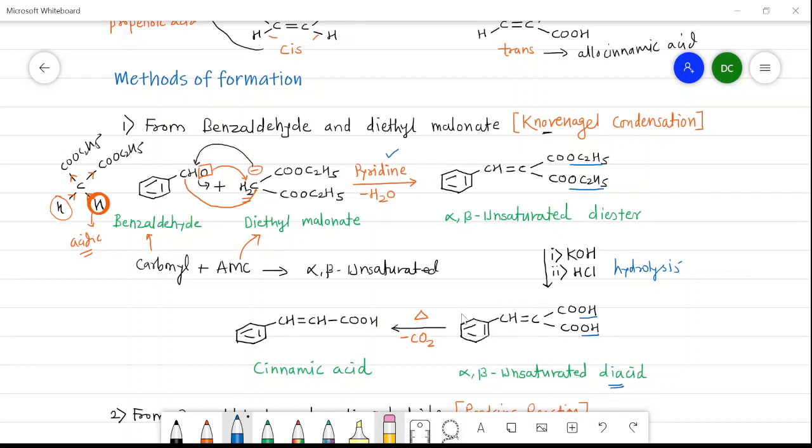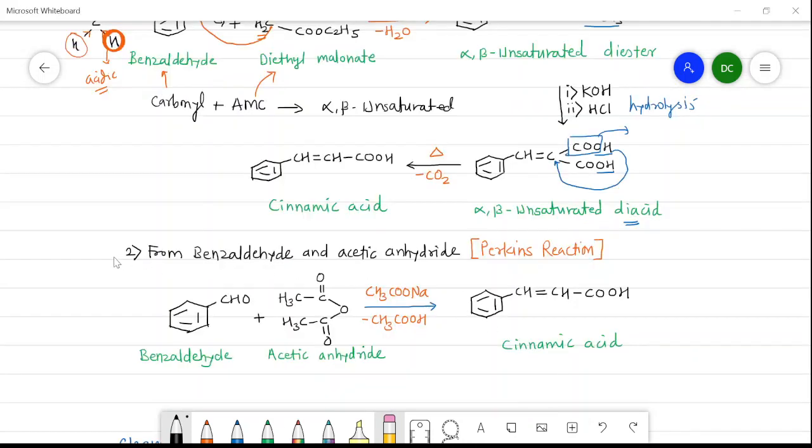Now when this diacid is heated, the CO2 from one of the carboxyl groups is removed. That is, suppose this CO2 is removed, then this hydrogen is going to attach to this carbon and it will form CH double bond CH COOH, that is cinnamic acid. In this way, by using Knoevenagel condensation, benzaldehyde and diethyl malonate give cinnamic acid via formation of alpha beta unsaturated diester, then diacid, and finally cinnamic acid.